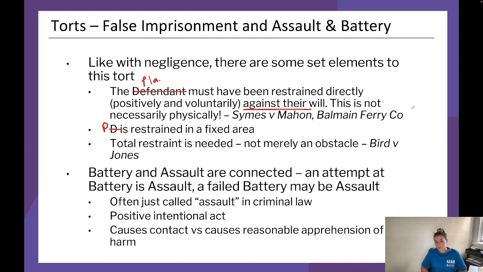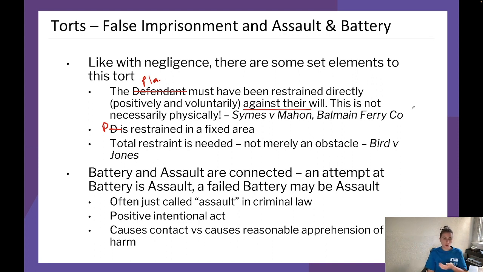The plaintiff must be restrained in a fixed area, i.e. it can't be Australia as a concept. However, it can also be a psychological restraint. You don't have to physically be in a cage. It can also be the threat of a copper kind of watching you on a bench. In theory, you could get up and run away, but there's still that threat there.